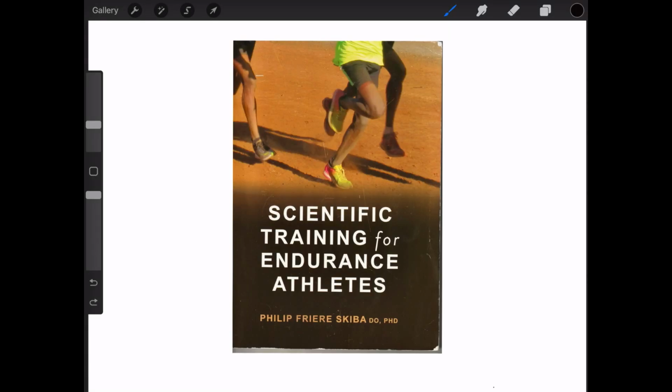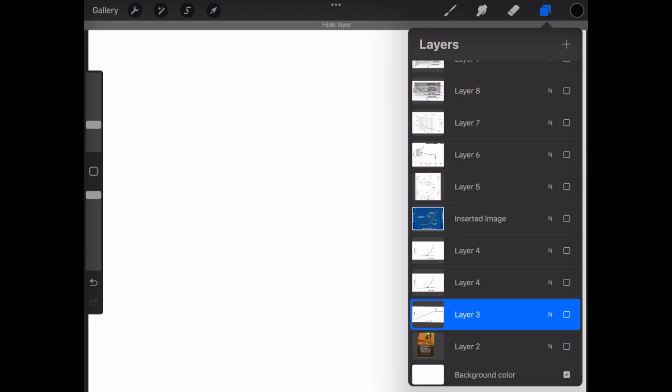Hello and welcome back. We are going to review a top 10 of sorts of exercise physiology graphs. By the way, all of the graphs come from Dr. Skiba's book here. Incredible book. This is my copy, a picture of it. It is well worn in. All right, let's get started.